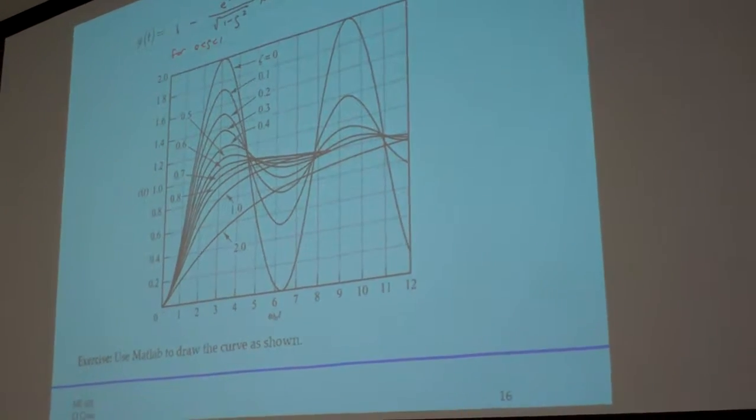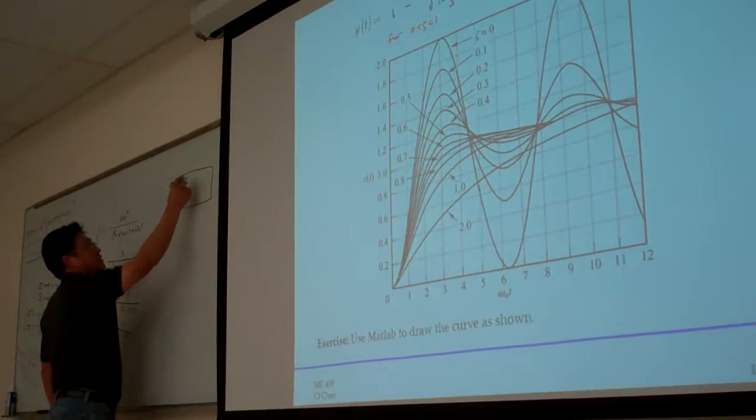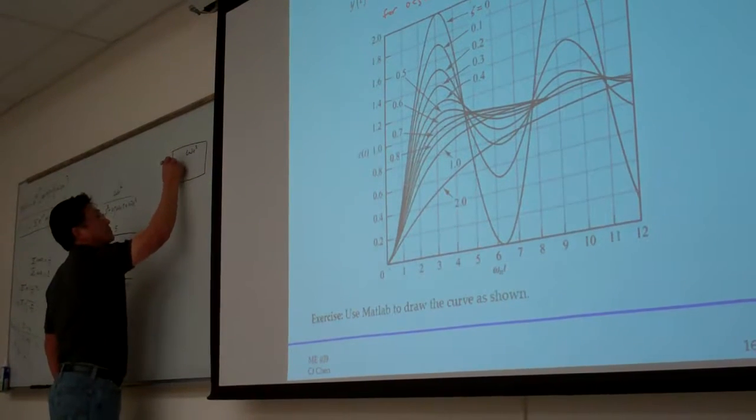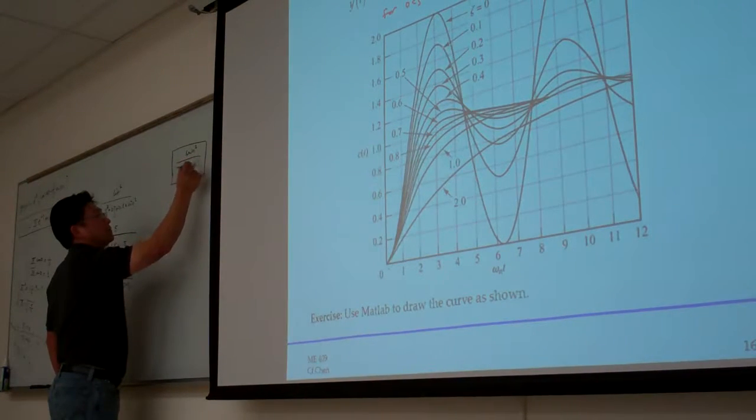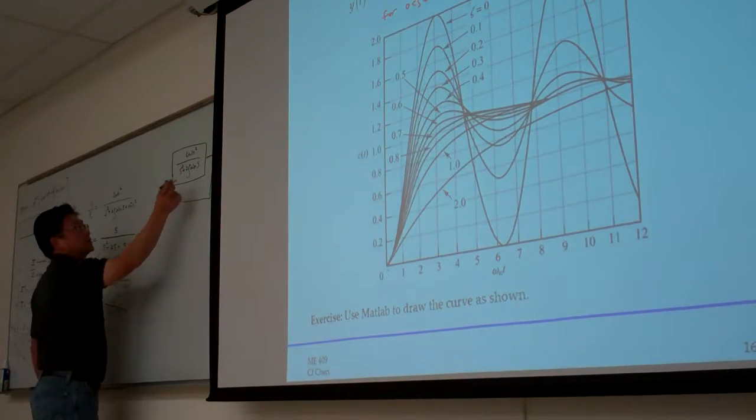So you can see the open loop system is this. And this is the feedback here. This is Y.